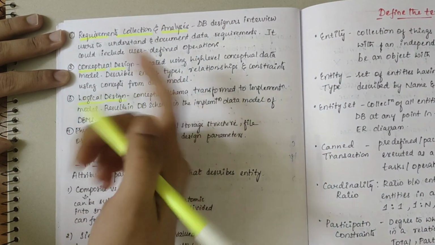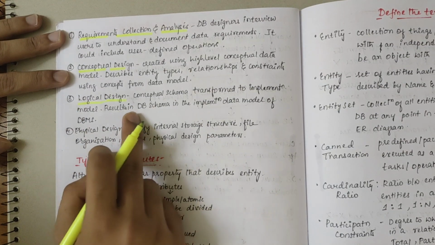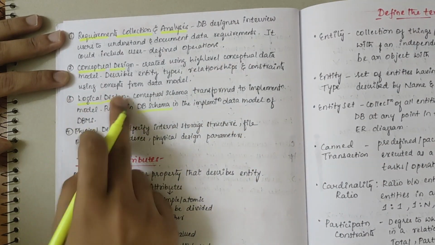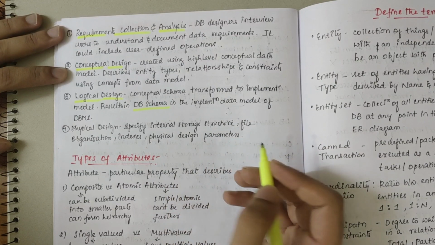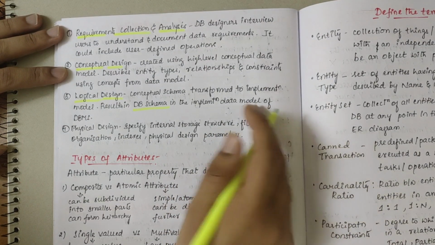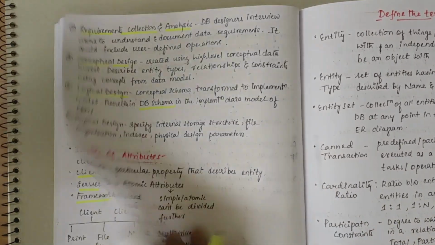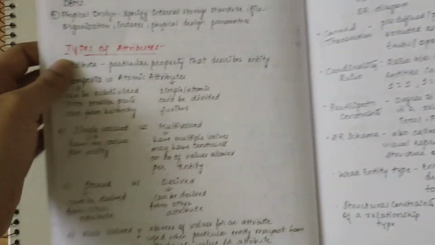Once all these are described, we make use of the logical design, where we implement the database schema. So that was about logical design. Then coming to physical design, it is to specify the internal storage structure, file organization, indexes, or physical design parameters. So this was about the high-level conceptual data model for database design. This could be asked for 6 marks or 8 marks.